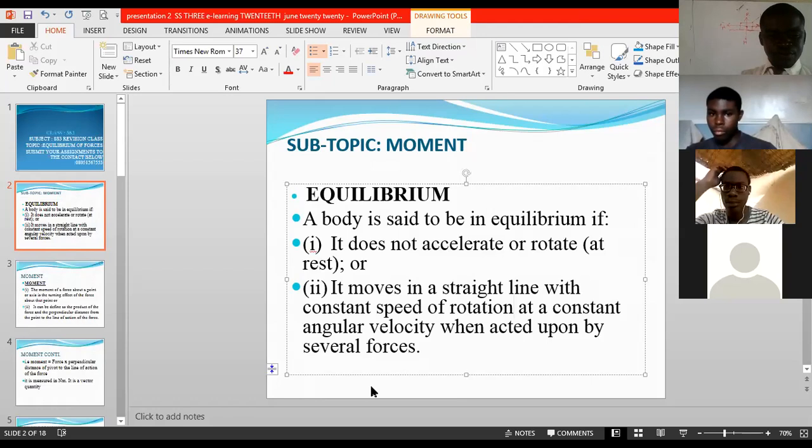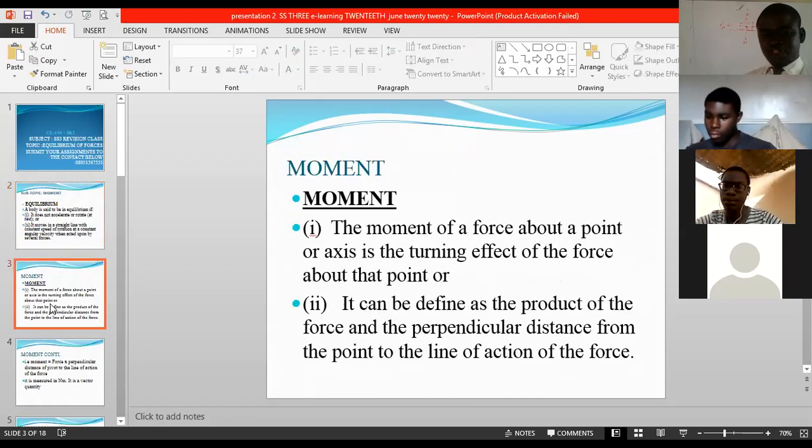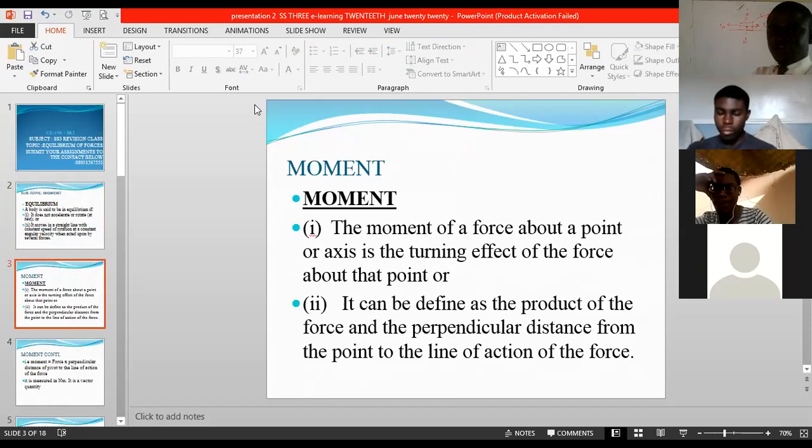Now, under equilibrium, we'll be considering the moment of a force. What do you understand by the moment of a force? Moment is different from momentum. Moment is different from what? Momentum. In our last class, we talked about momentum.